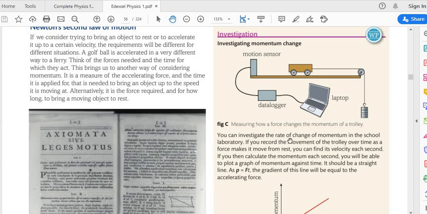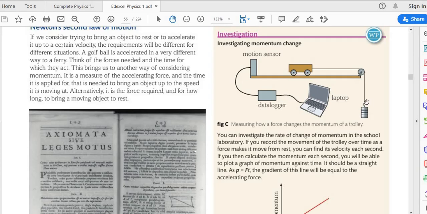So you see, very easy investigating momentum change. You can investigate the rate of change of momentum in the school lab if you record the movement of the trolley over time as a force makes it move from rest. You can find its velocity each second. Now in this case, the force on the trolley is constant. The force on the trolley, which is the tension in this string, is the same as the weight of these slotted masses and the mass hanger. This hook-like thing is part of the mass hanger. The slotted masses are added to that.